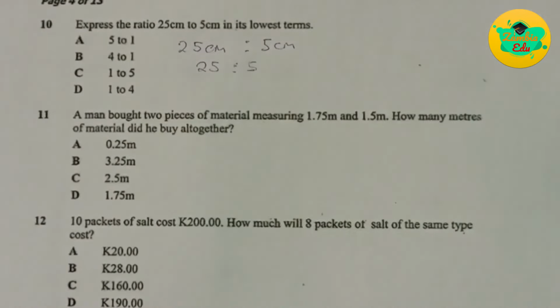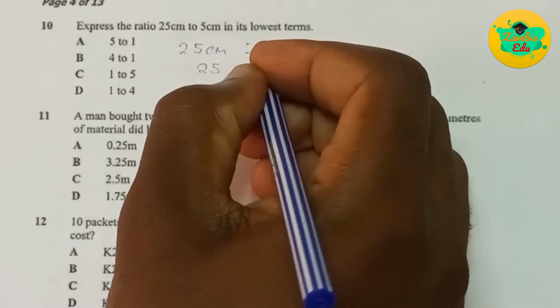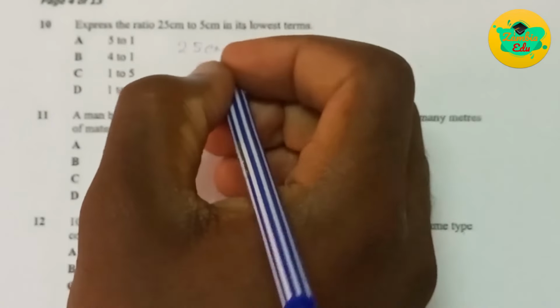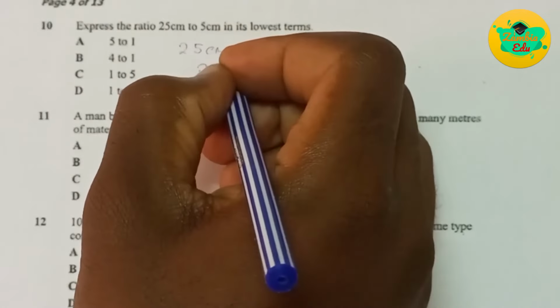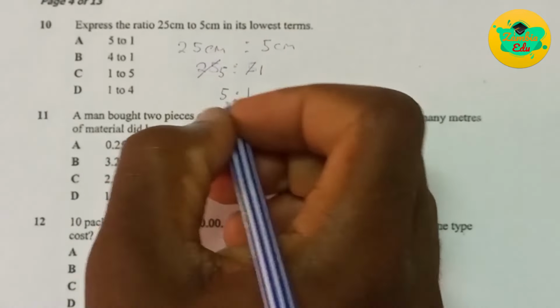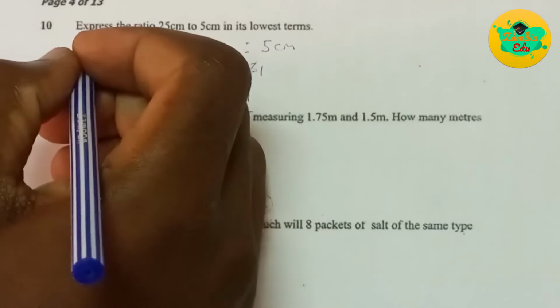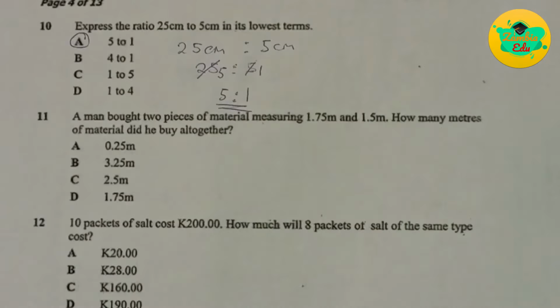And when we look at both the numbers that we are considering, we see that 5 is common in both. So we can say 5 into 5, you get your 1. 5 into 25, it gives you a 5. So we're looking at it coming down to 5 to 1. And 5 to 1, we see that as the answer being shown on point A.